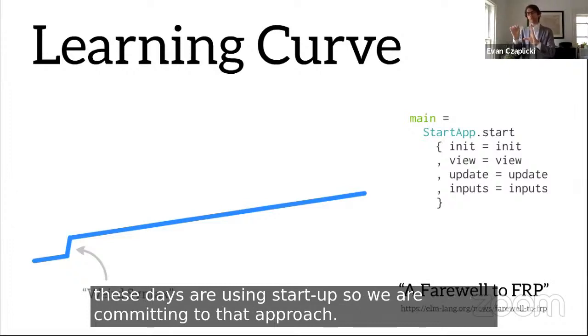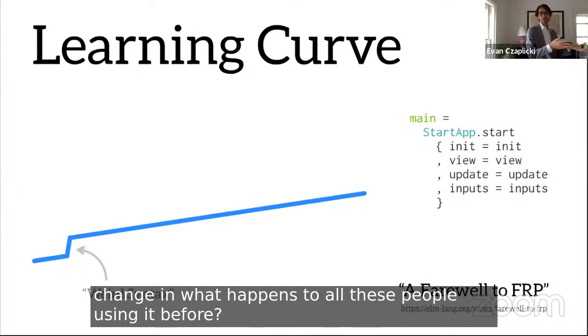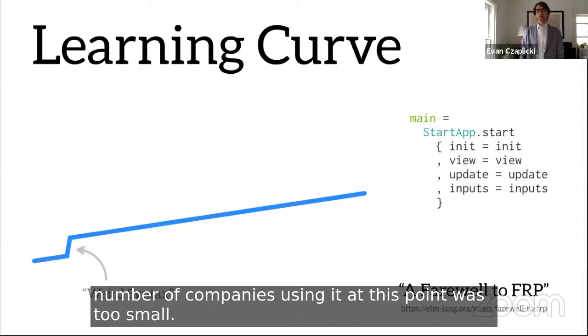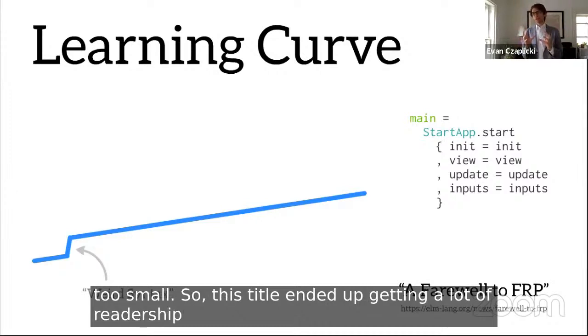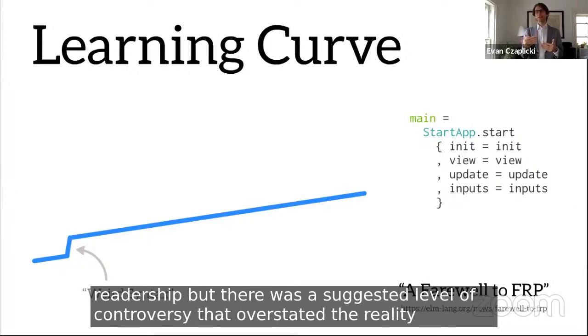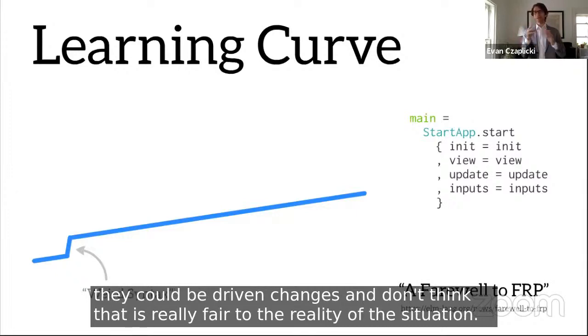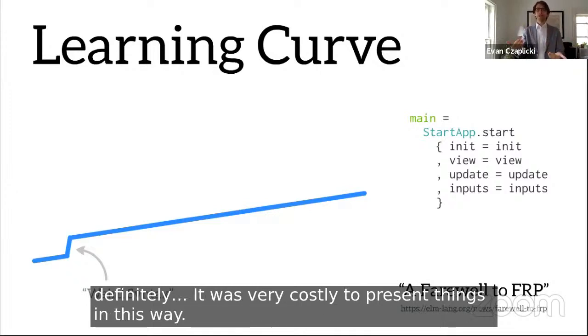And so people within Elm knew that. But to the outside, it's like, oh, this is a huge change. What happens to all these people who were using it before? And it's like, there weren't that many people who were using it for companies, right? Like the number of companies using it at this point was pretty small, a handful. So this title ended up getting a lot of readership, but it suggested a level of controversy that I think overstated the reality. And Elm sort of got stuck with this reputation of like, oh, there could be really dramatic changes. And I don't think that's really fair to the reality of the situation. And that's something like looking back, I don't know if I would have done it differently, but it was very costly to present things in this way.